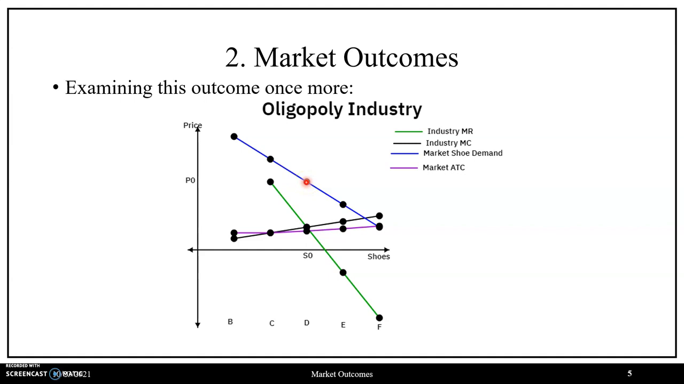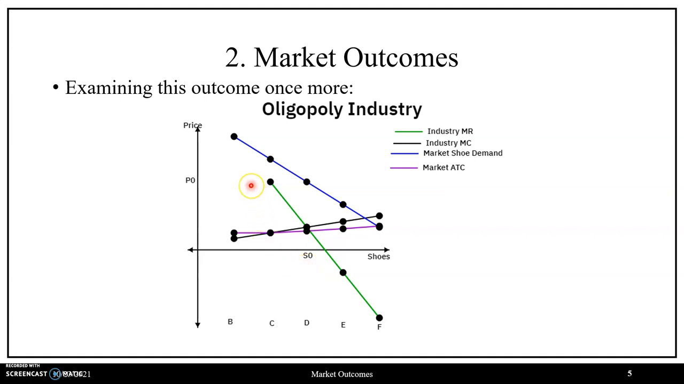Recall that profits can be calculated as the difference between price and average total cost, scaled by total quantity, where here price is going to correspond to our market demand curve, and we see that this is strictly above our purple industry average total cost curve. So profits per unit is going to be positive, and when we scale that by our quantity level S0, we'll have positive economic profits as a result.